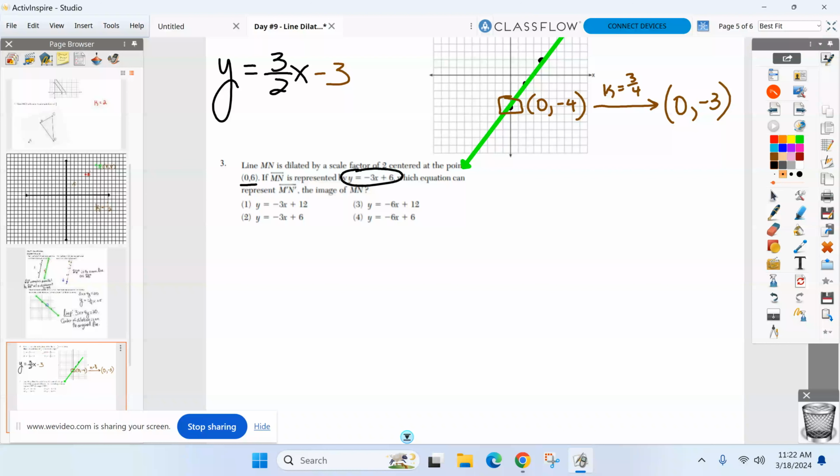Can we tell just by the equation though? What's the y-intercept? Six, which would mean it's the point (0, 6). So (0, 6) is on the line, which means what about our dilated line? Not going to change. All right, our dilated line is going to stay y equals negative 3x plus 6.